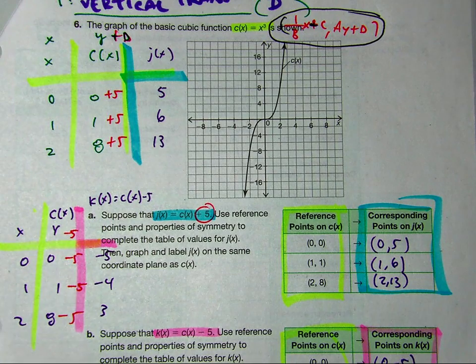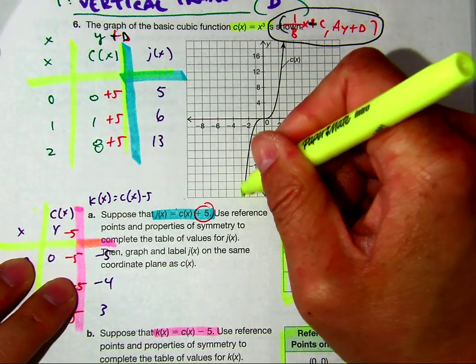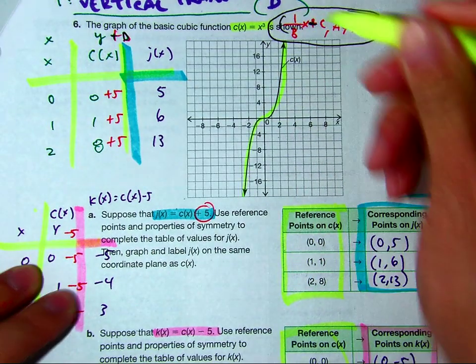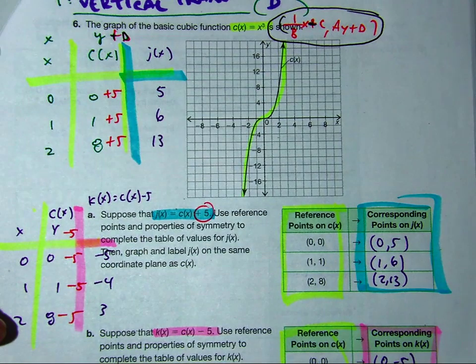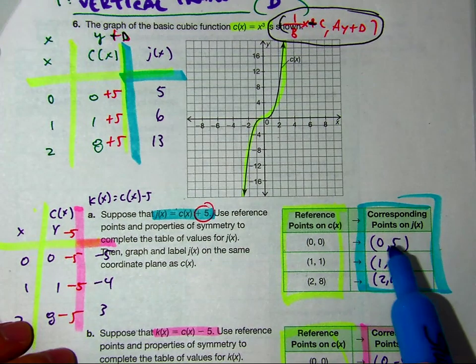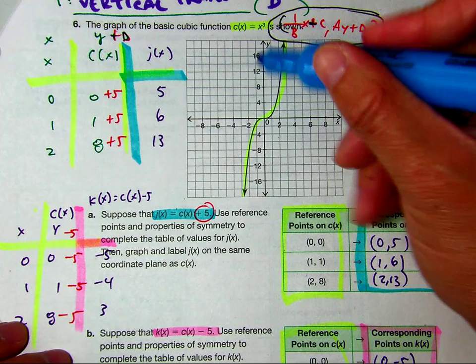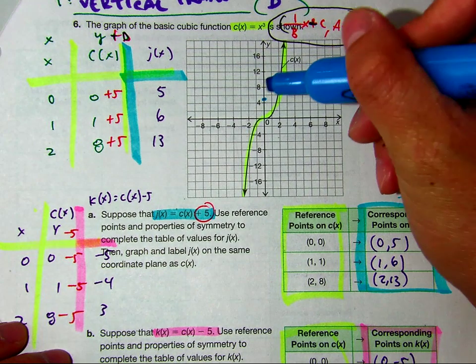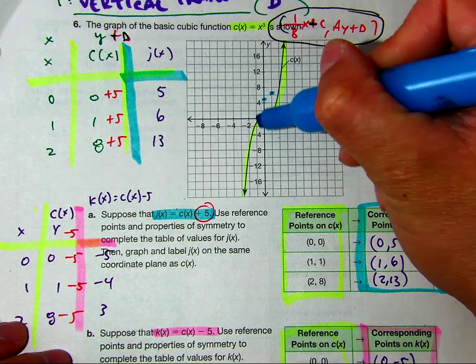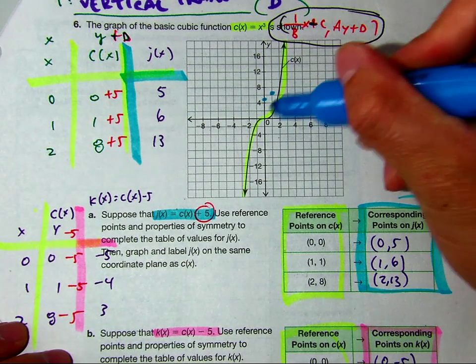Graph the parent function c of x, which is already here, x cubed, an odd degree function. We've been focusing on that, right? And here is my blue. I have 0, 5, 1, 6. Remember, counting by 2's on the y-axis, and then right 2, up 13.